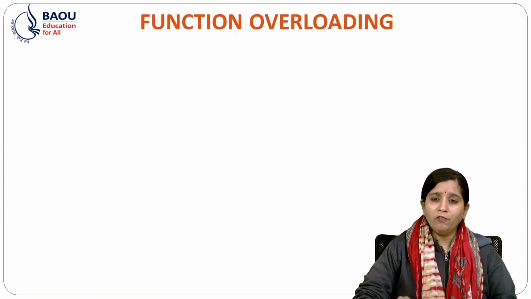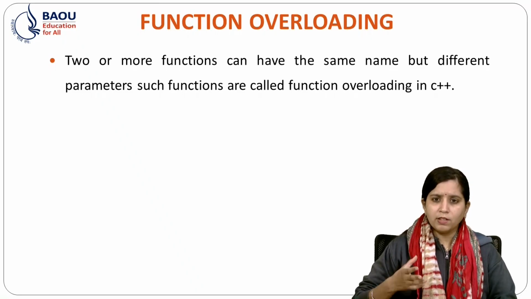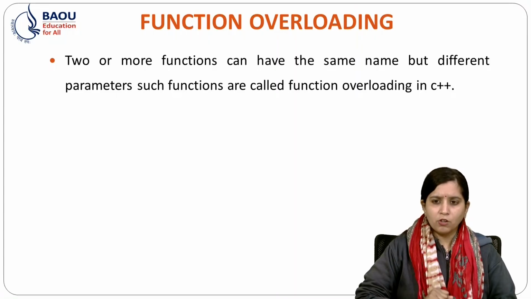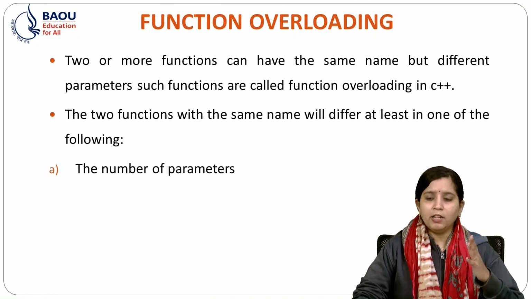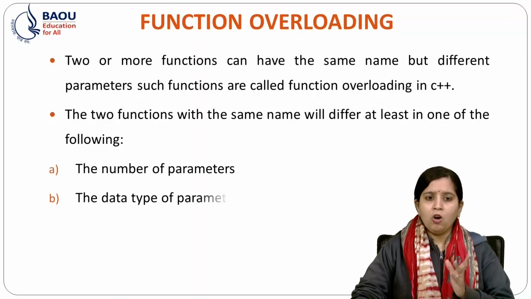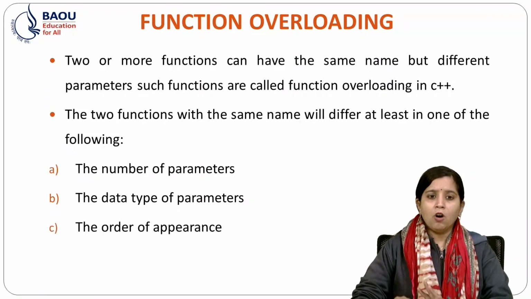So now let's see function overloading. Two or more functions can have the same name but different parameters. Such functions are called function overloading. So two functions with the same name will differ in at least one of the following: either the number of parameters is different, or the data type of parameters is different, or the order of appearance is different.